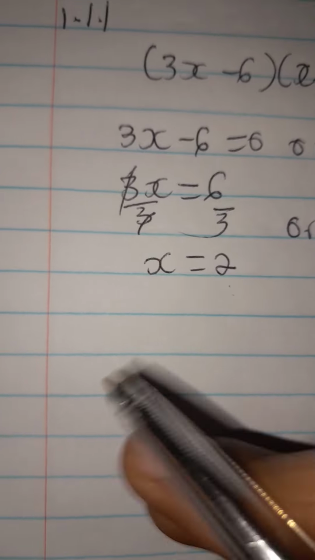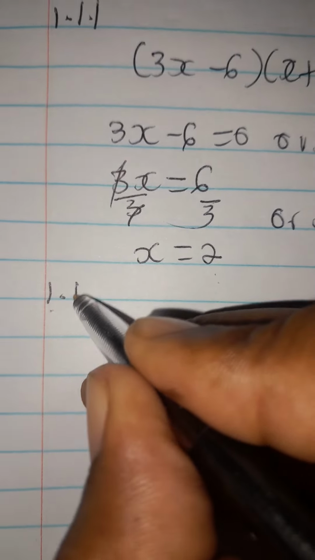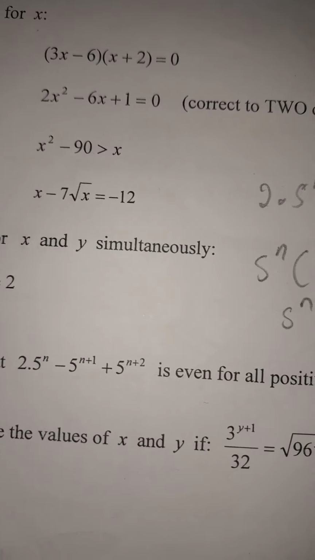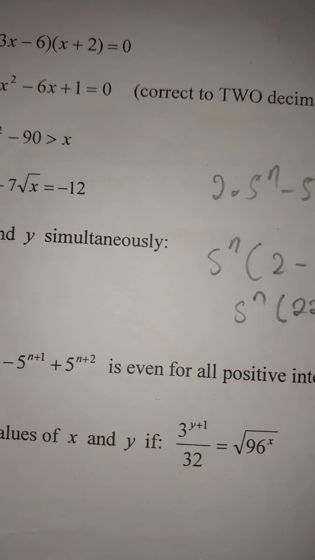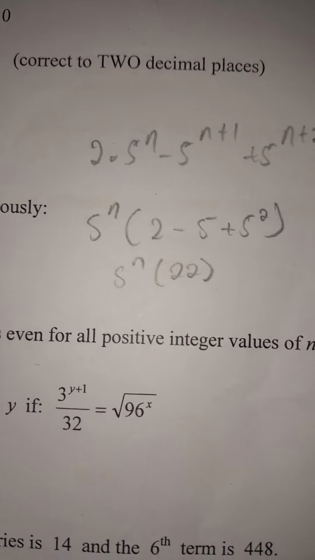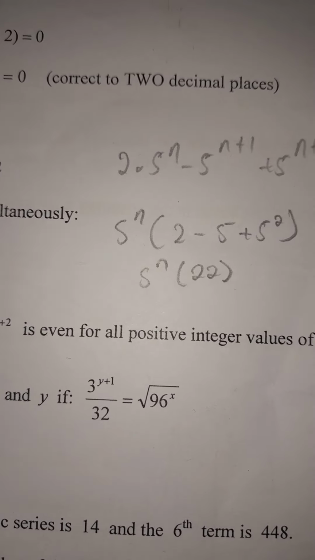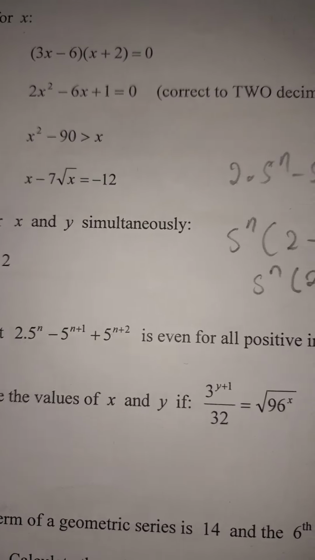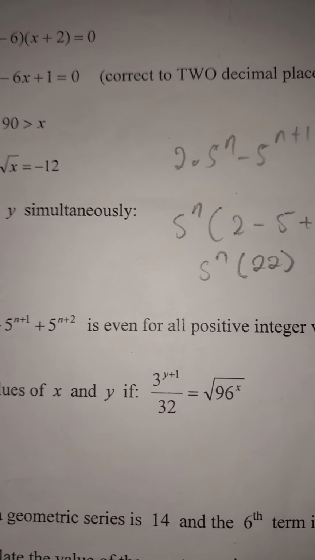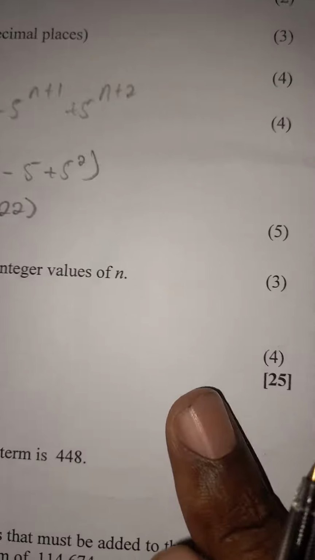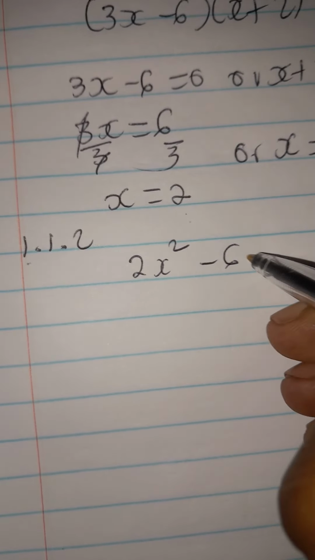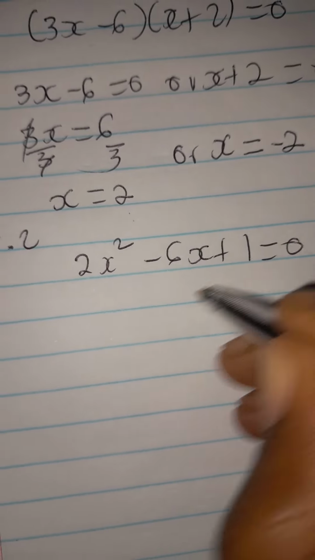So let's go to 1.1.2. At 1.1.2, we are given 2x² - 6x + 1 = 0. Solve correct to 2 decimal places. When you're given such an equation, you can use completing the square or you can use the quadratic formula. I prefer to use the quadratic formula.